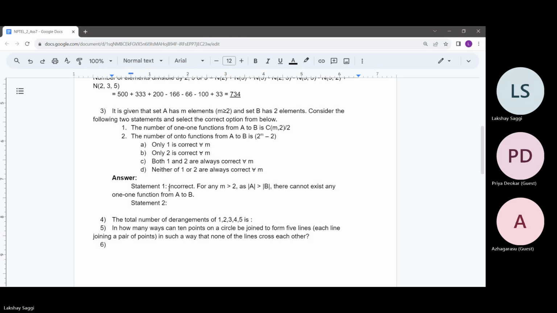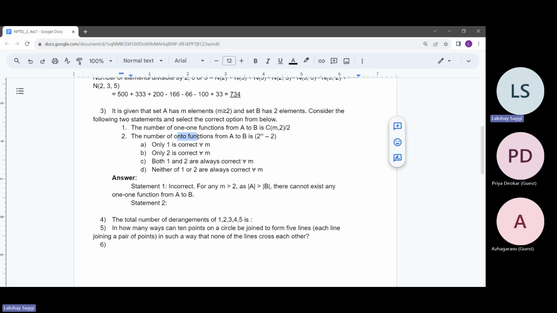Statement 2 says that the number of onto functions from A to B is 2 raised to the power m minus 2. Okay. So first of all, let's just see whether this sort of reasoning can be applied here also.